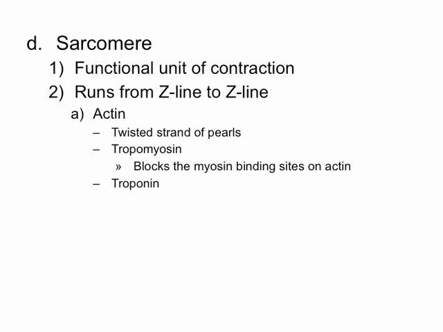Now, attached to the tropomyosin, we have another protein called troponin. Troponin sits on top of the tropomyosin, which sits on top of the actin. And troponin has a binding site for calcium. So somewhere in this mechanism of action, calcium will bind to troponin and expose the binding sites.